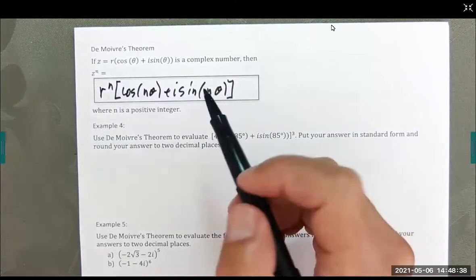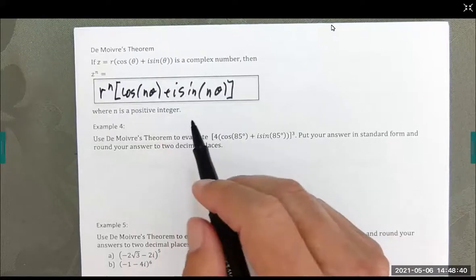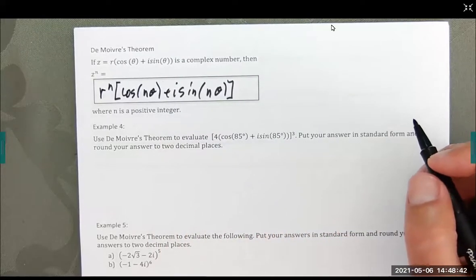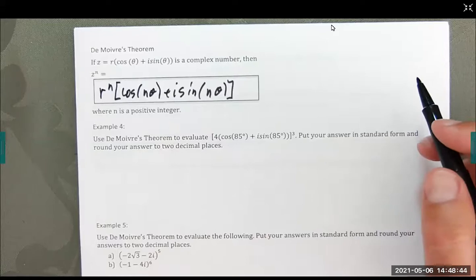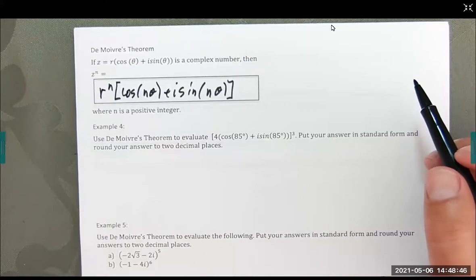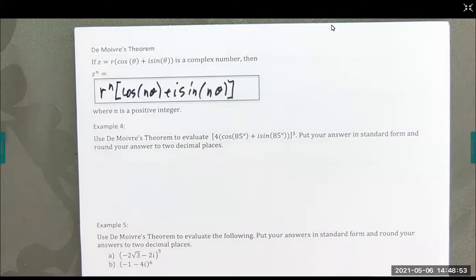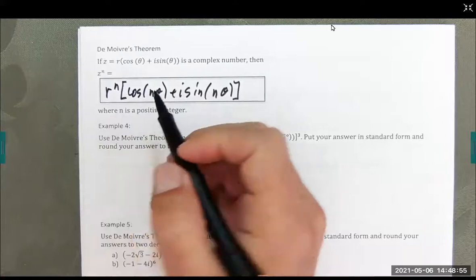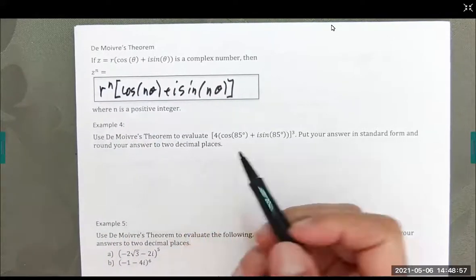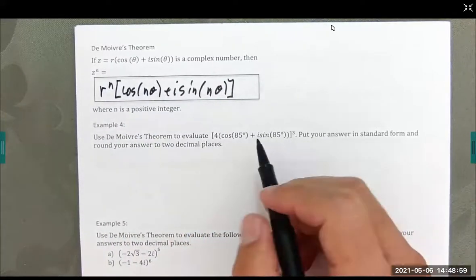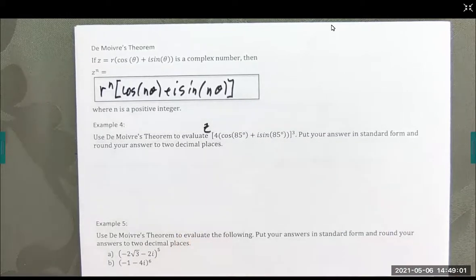Now, the reason that we would do this is that raising a number in standard form to a power can become very complicated, especially if it's a really big power, because then you have to FOIL and FOIL and FOIL over and over again. This way, we just convert it to polar form, and you can see that the formula is very, very simple to use. So we'll take our first example here, and we have our complex number. Here's our z, and it is raised to the third power.